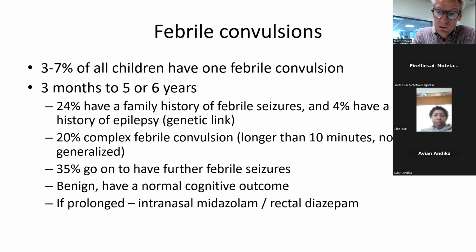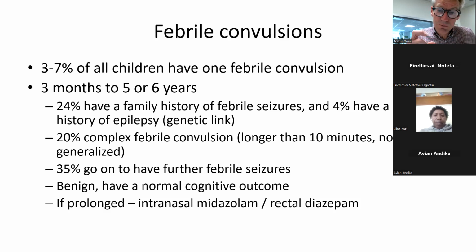At least a quarter of all children will have some family history of a parent or another sibling having febrile convulsions. And in about 4%, there's a history of epilepsy. There is a genetic link in febrile convulsions, but not all children who have febrile convulsions have that genetic link. There's no one particular gene or gene defect that causes febrile convulsions at all, but there are some families that have more febrile convulsions than others.